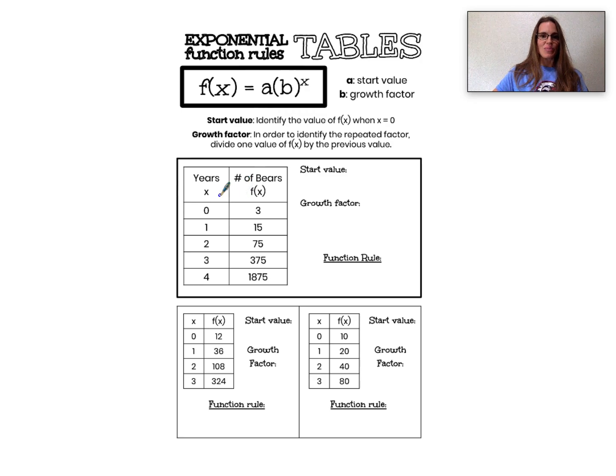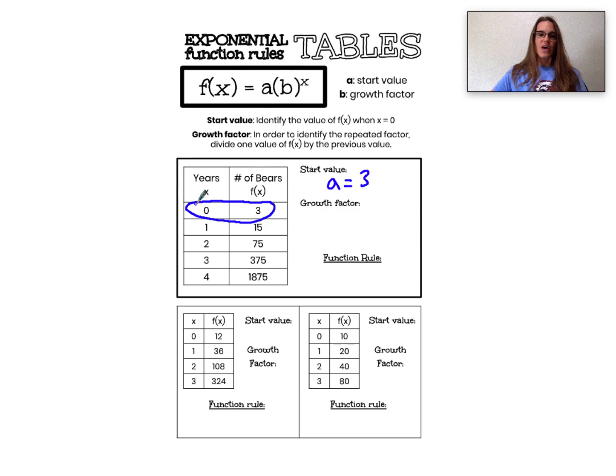In this first example, x is years and f of x, or y, is the number of bears. To find the start value, we look for the row where x is 0. In this case, that happens to be the first row, but that will not always be the case. So look for the row where x is 0. The start value, A, is just the value of f of x in that row. So A is 3 here. We start with 3 bears.